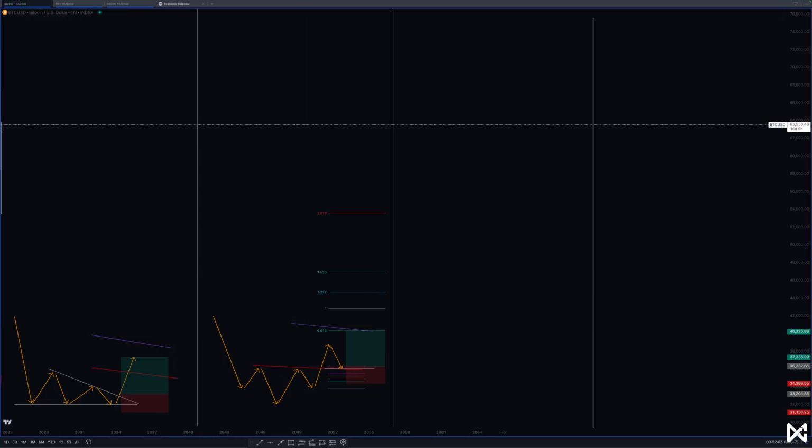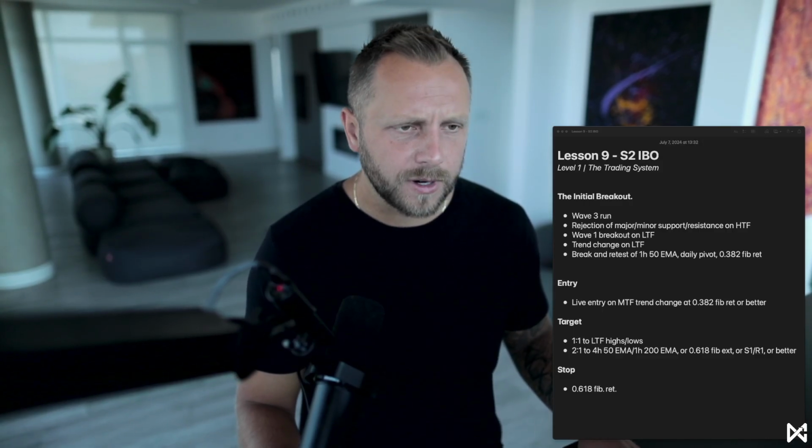Now let's have a look at our screenshot again. But first for the notes, right? So we were talking about it needs to be a break and retest of the 1 hour 50 EMA / daily pivot and 0.32 Fibonacci retracement, right? So and then target 1 to 1 to the lower time frame highs or lows, which we showed you that.